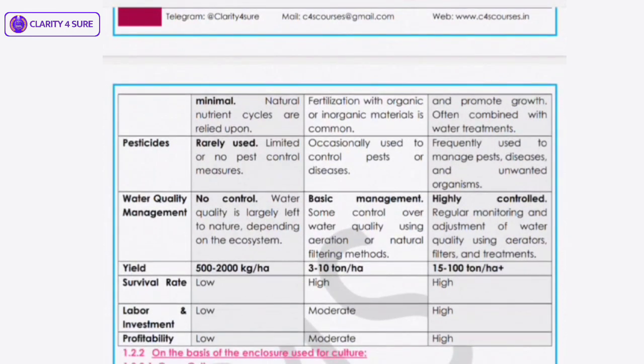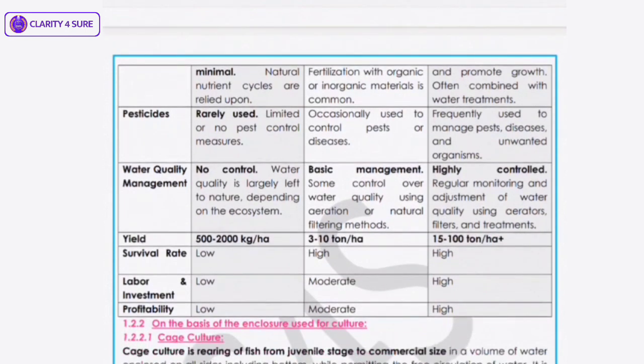Next is yield. In case of extensive, it is 500 to 2000 kg per hectare. In case of semi-intensive, it is 3 to 10 ton per hectare. And in case of intensive, it is very high, that is 15 to 100 ton per hectare, right? Or it can be more than this as well. The survival rate is low for extensive, semi-intensive it is high, and for intensive also it is high. Labor and investment, in case of extensive it is low. For semi-intensive it is moderate, and for intensive it is high. Obviously that is why you get return also high on this. And for profitability also the same thing applies.